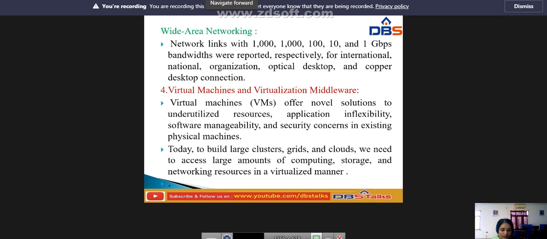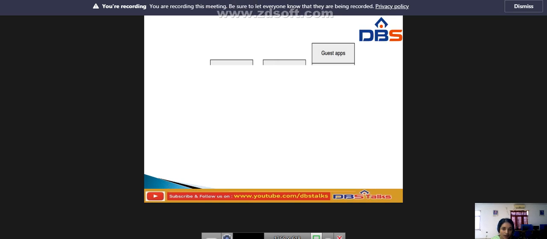So next one, virtual machines and virtualization middleware. A virtual machine offers novel solutions to underutilized resources, application inflexibility, software manageability, and security in existing physical machines. Virtual machines are built with virtual resources managed by a guest operating system to run specific applications. Between virtual machines and the host platform, one needs to deploy the middleware called virtual machine monitor. This is the virtual machines diagram.